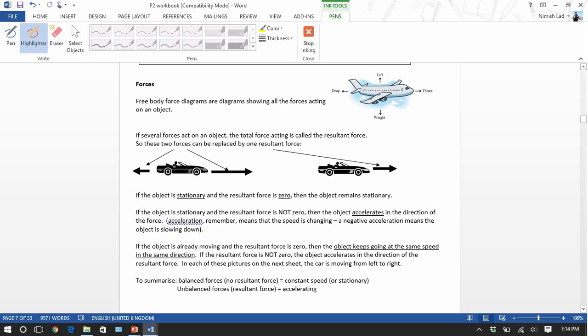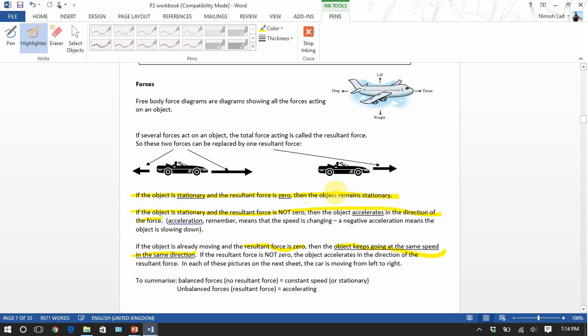So if the object is stationary and the resultant force is 0, the object remains stationary. If the object is stationary and the resultant force is not 0, then it accelerates in the direction of that force. So if this was stationary and now it's got a resultant force, it'll accelerate this way. Now this is a key point that people seem to not grasp quite well. If an object is already moving and the resultant force is 0, so there's no resultant force but it's already moving, it will keep going at the same speed in the same direction.